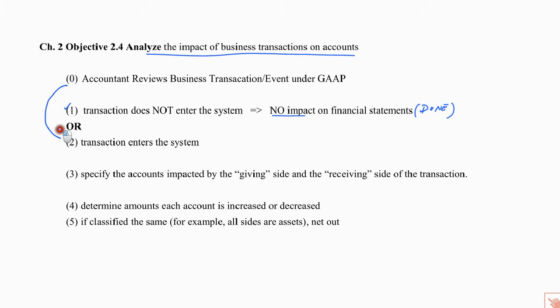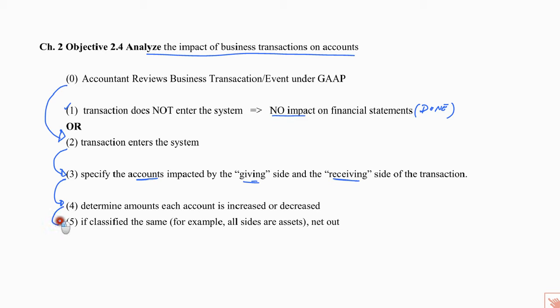So let's go down to here and say it enters the system. Okay, we determine that it's going to enter the system. Well, what we have to do is specify the account. So when you're doing a transaction, you're going to identify the accounts impacted, and you're going to give a giving side and a receiving side of each transaction. Then you're going to determine the amount. So first, you have to get the right accounts, determine whether they're increasing or decreasing, and then assign amounts to each separate account. All right?